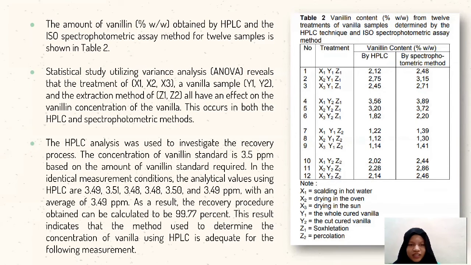The HPLC analysis was used to investigate the recovery process. The concentration of vanillin standard is 3.5 ppm, based on the amount of vanillin standard required. As a result, the recovery obtained can be calculated to be 99.77%. This result indicates that the method used to determine the concentration of vanillin using HPLC is adequate for the following measurements.